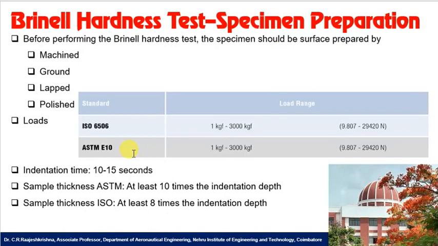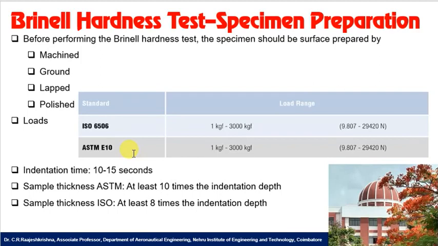So coming to the test specimen preparation. Before going to the test, we want to prepare the specimen. What are all the preparations we want to do before going for the Brinell test? One is the surface should be prepared. We want to clean the surface, and the surface should be very smooth for measuring the Brinell hardness. So the surface should be machined, or ground, or have a lapping or polishing operation performed on it.